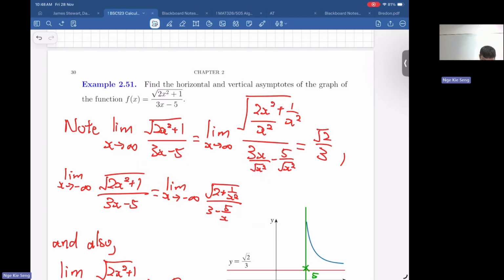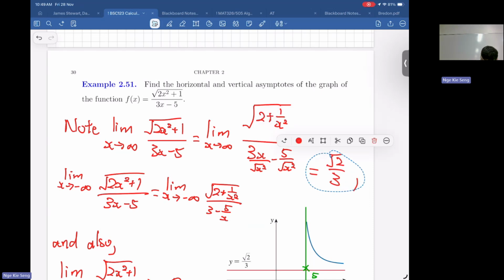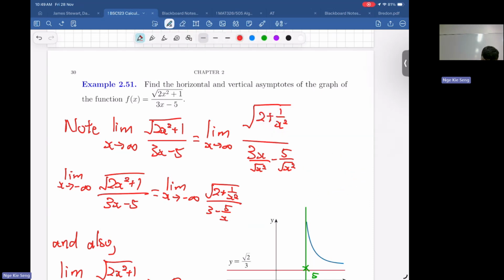Okay, so what we should do is, inside here is still the same, 2 plus 1 over x squared, but outside here is a little different. So we divide by these two things here. But these two things here equal the limit of x to infinity of square root of 1 plus x squared over x, 3 times x over modulus of x, minus 5 over modulus of x, like that.